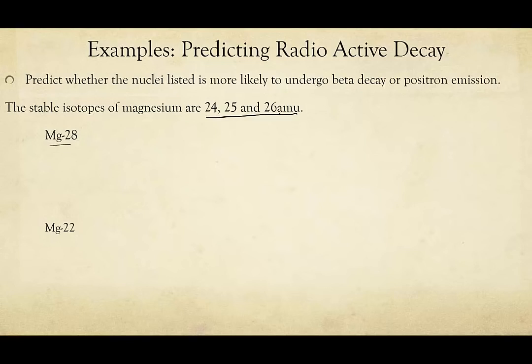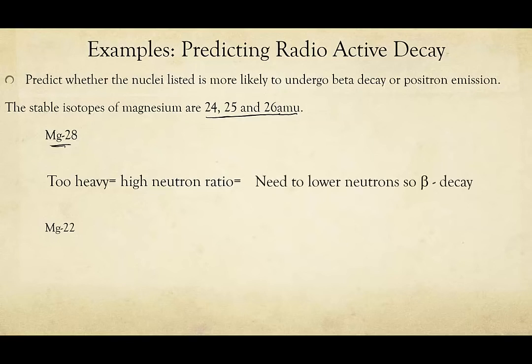Let's take magnesium 28. Magnesium 28 is higher than the ideal masses, and therefore it is too heavy, or in other words, there are too many neutrons. So we need to lower the number of neutrons. To do this, we can undergo beta minus decay, which emits a negative charge, thereby lowering the number of neutrons and increasing the number of protons.